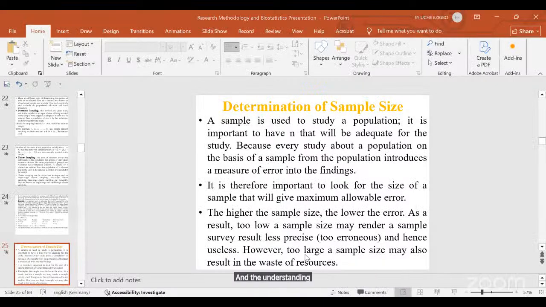So as a result of that, there is an obvious need of determining how to get our sample size for every research. And in determining the sample size, we will use an appropriate or adequate sample size that will give us research findings that one can hold on to. Is that clear?